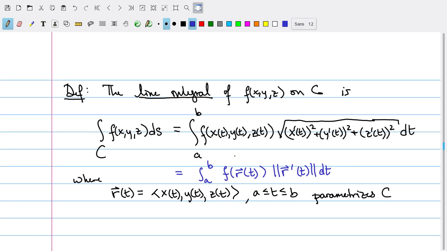And as far as what this is intuitively, we're thinking about this as being some way of, if f of x, y, z is the linear density of this wire, this is adding up all those different density elements and giving us the total mass.